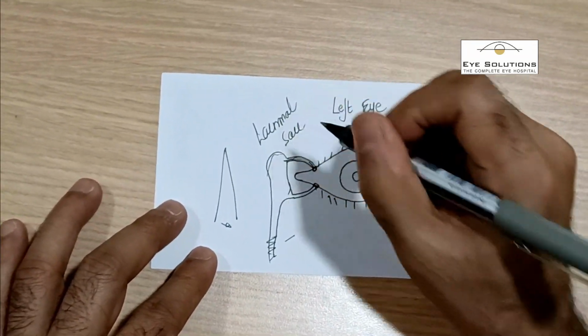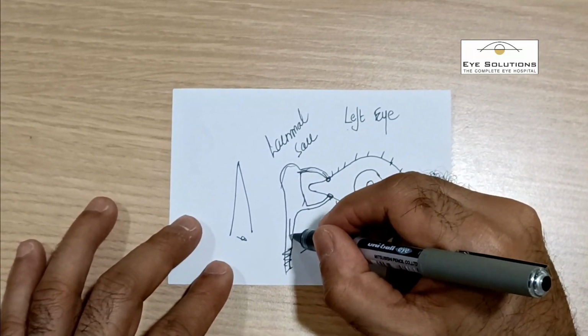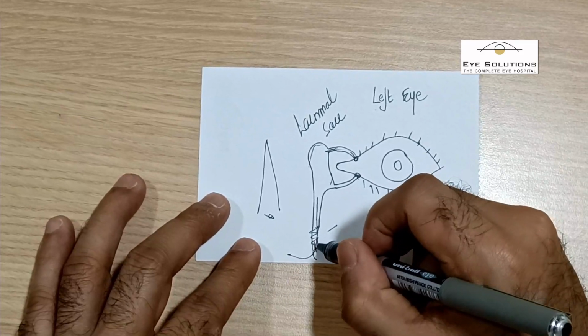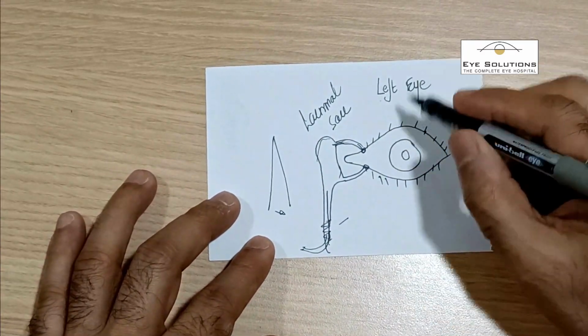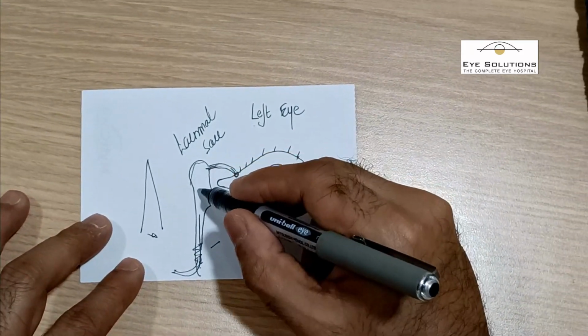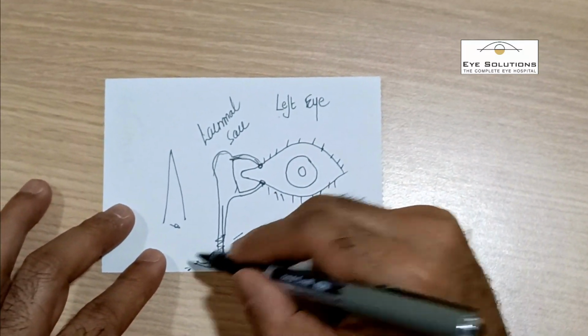right? And the lacrimal sac leads into this tube which is the nasolacrimal duct, and this tube opens up into the nose, right? And therefore any excess tears that we have are supposed to drain from these tubes, go into the sac, go down through this tube and go into the nose.